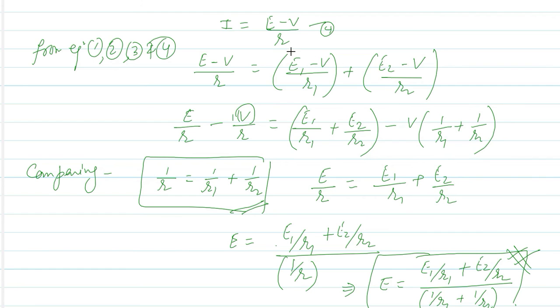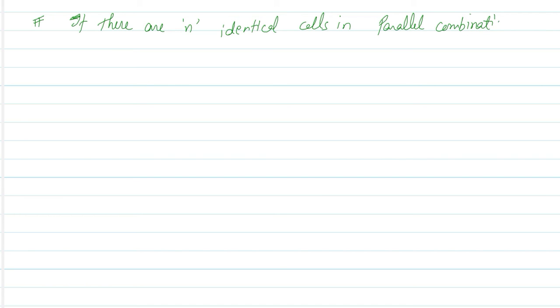Okay students, perfect. So now we have got the formula for internal resistance in parallel combination and the formula for equivalent EMF. Now let's do the same thing that we did with the series combination case. Suppose there are n identical cells in parallel combination, then how would you solve it?